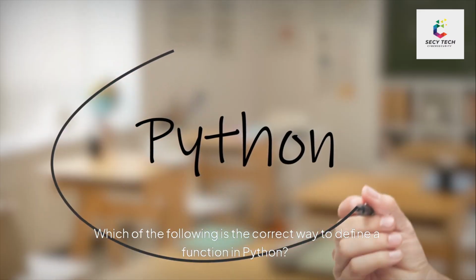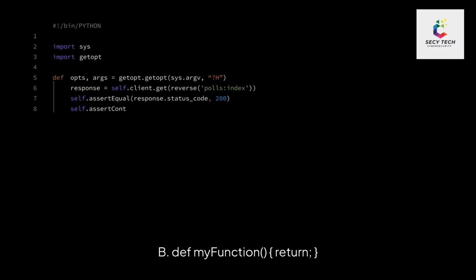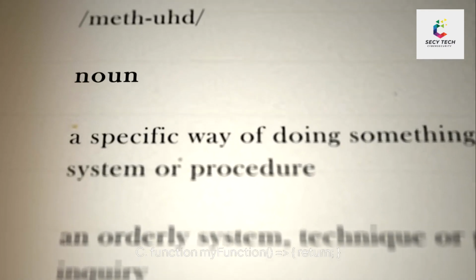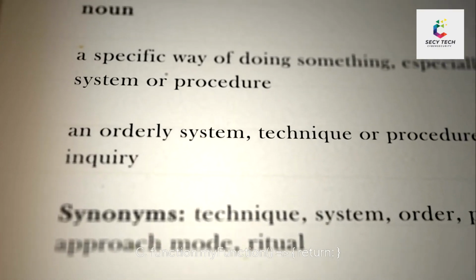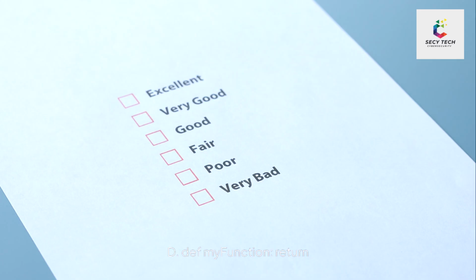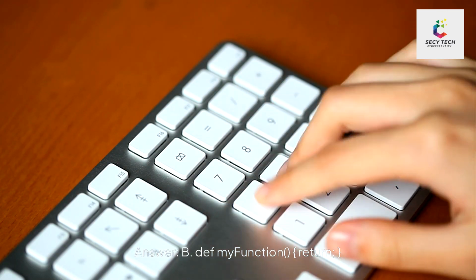Q3. Which of the following is the correct way to define a function in Python? A. Function my_function, return. B. Def my_function, return. C. Function my_function, return. D. Def my_function, return. Answer: B. Def my_function, return.